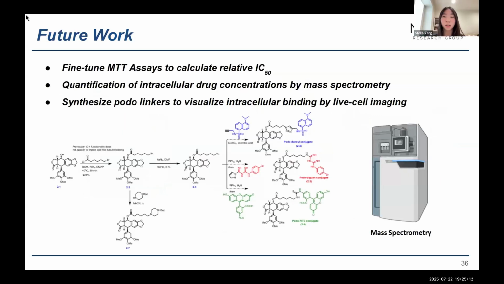So we're pretty close to wrapping up this project, but some future plans that we have are to fine-tune the MTT assays to calculate the relative IC50 values, as well as quantify intracellular drug concentrations by mass spec. And some lab members are already working on this, but we also plan to synthesize podolinkers to visualize intracellular binding by live cell imaging.